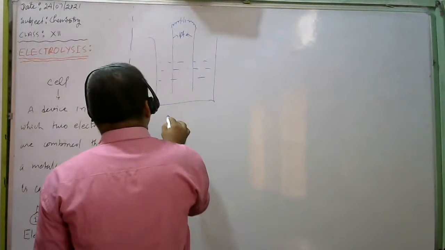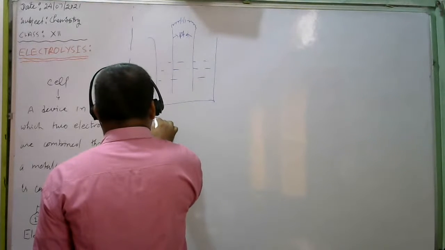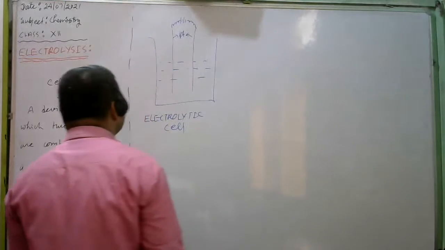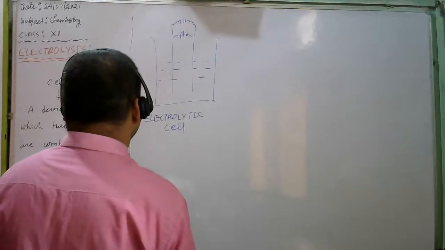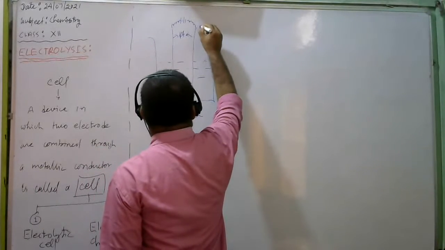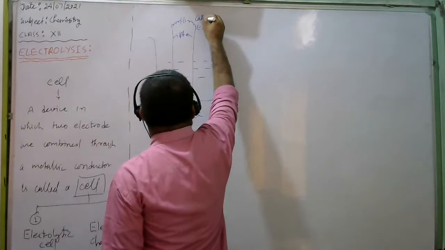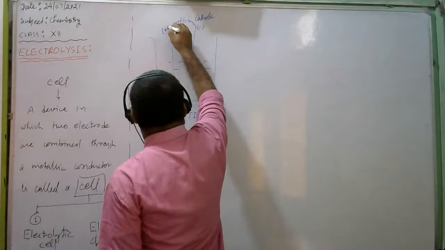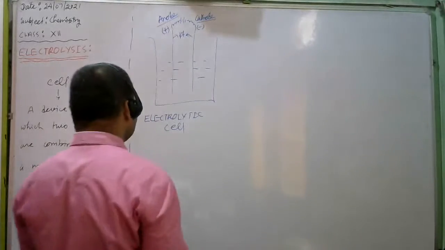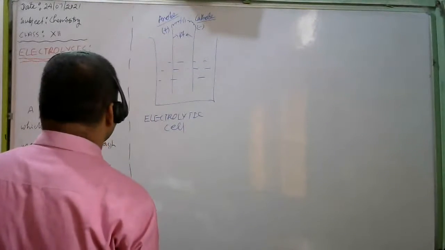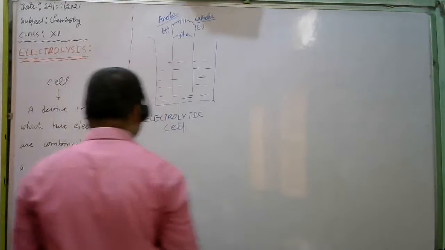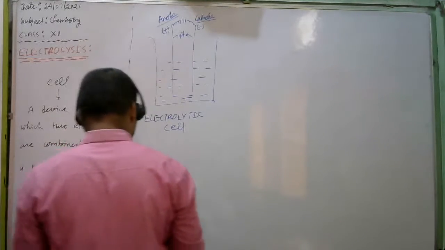Dear students, in the electrolytic cell, this one is the negative pole, that is the cathode, and this one is the positive pole, that is the anode, right? And just opposite.